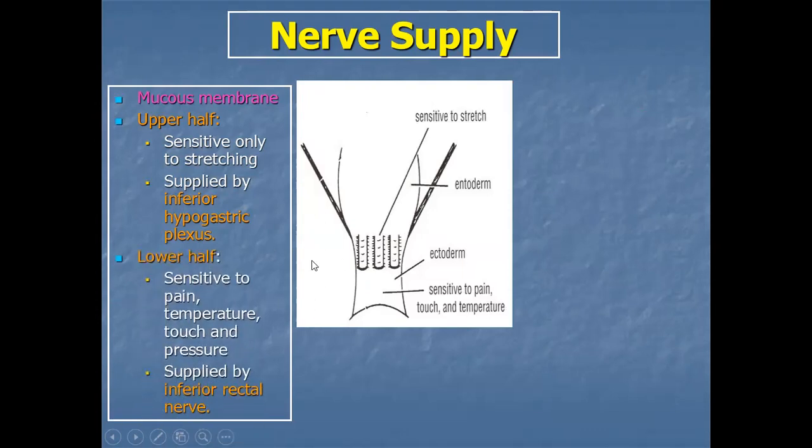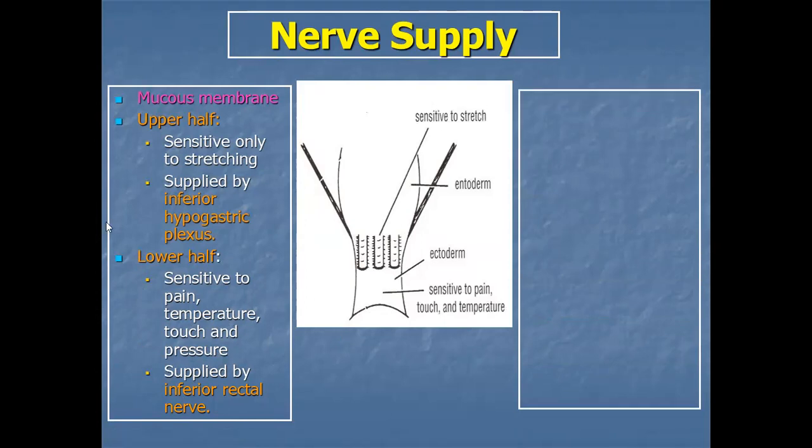But in the lower half, it is sensitive to pain, temperature, touch, pressure because it is skin. So it acts just like the skin: pain, temperature, pressure, everything. But in the upper half, it is only the stretch. Okay, and this is the skin, so it has all three, and it is supplied by the inferior rectal nerve, which is the systemic nerve. So the plexus is the autonomic nervous system, and this is the systemic nerve.